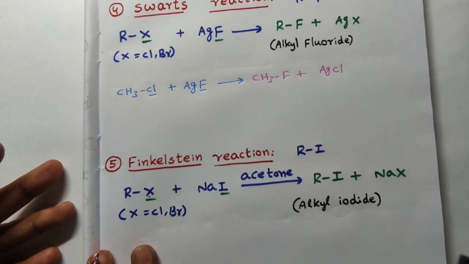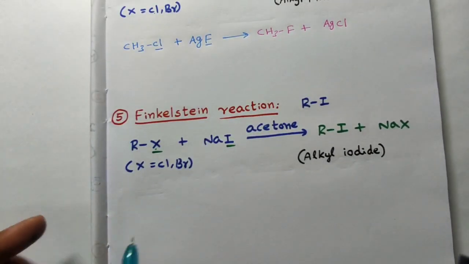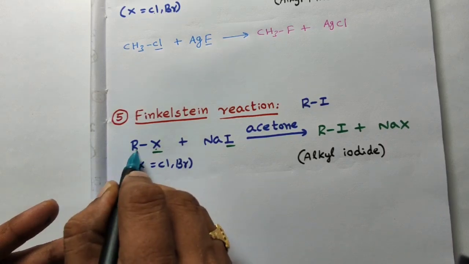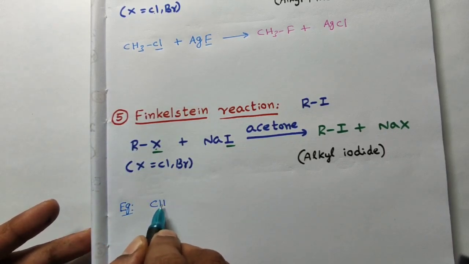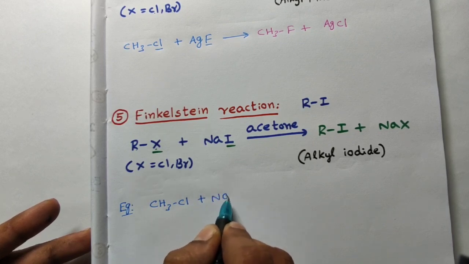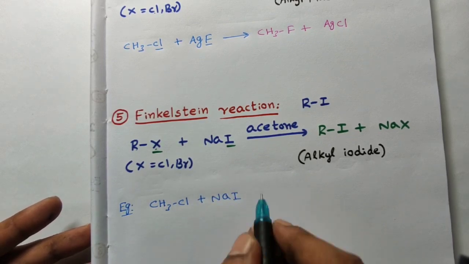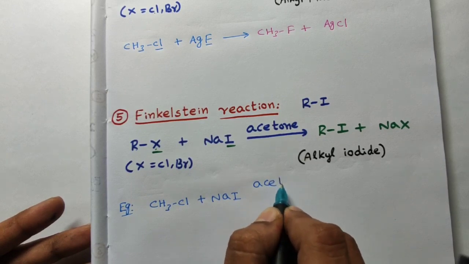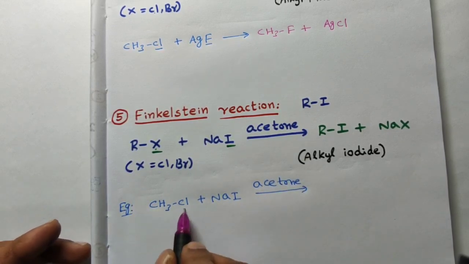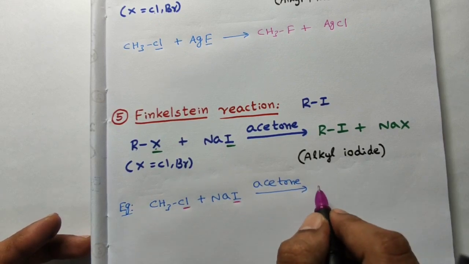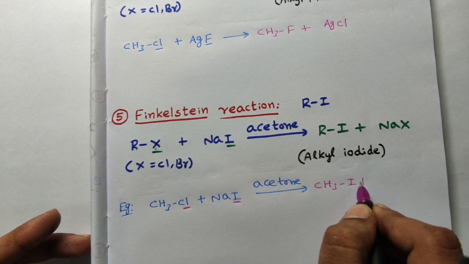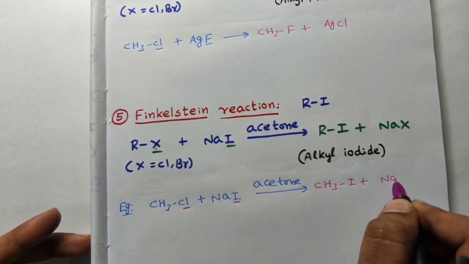Okay, next Finkelstein reaction. Let us take one example for this. CH3Cl you can take, or CH3Br. CH3Cl plus NaI, sodium iodide. What is the solvent? Acetone. So here what happens? Chlorine is replaced by iodine. So we will get CH3I, methyl iodide, plus the remaining is NaCl.